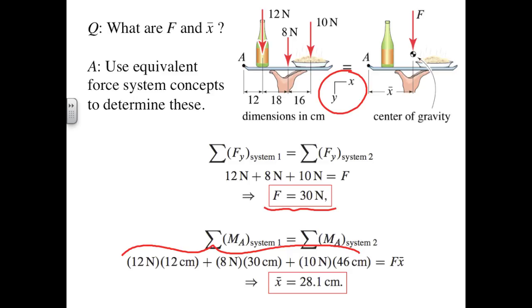The quantity x bar is the shift of the resultant force from A required to produce the same moment. It is 844 Newton centimeters divided by 30 newtons, and equal to 28.1 centimeters. This shift, then, is the center of gravity of the system.